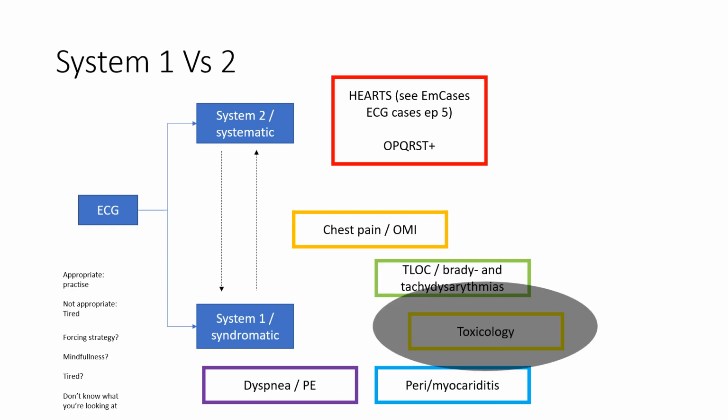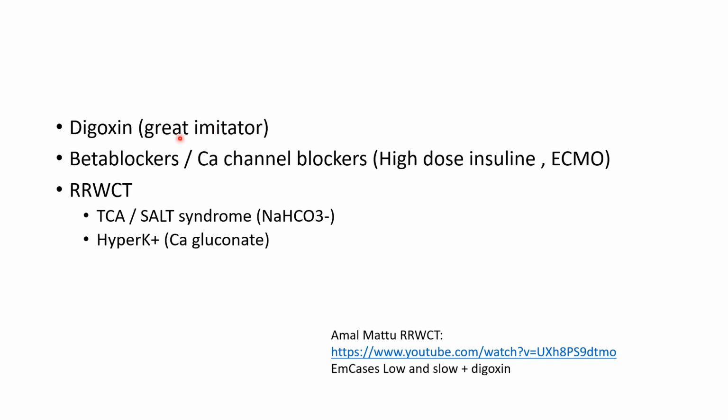So toxicology, and this is a lecture in and of its own. It's even a speciality in and of its own, toxicologist. But I'll just give you some of the ECG signs that I think are important. So there's digoxin. It's a great imitator as well. It can present with a lot of things, but I'll give you some of them. And then the others here, beta blockers, calcium channel blockers, and regular, really wide complex tachycardias, such as TCA and hyperkalemia.